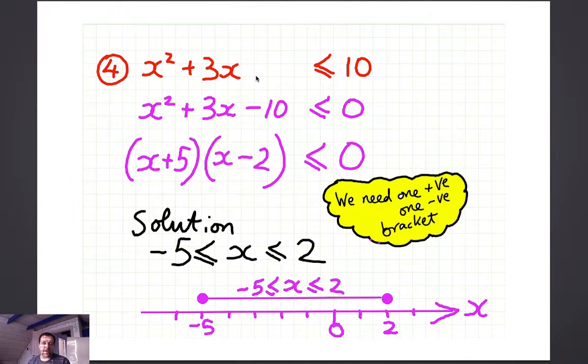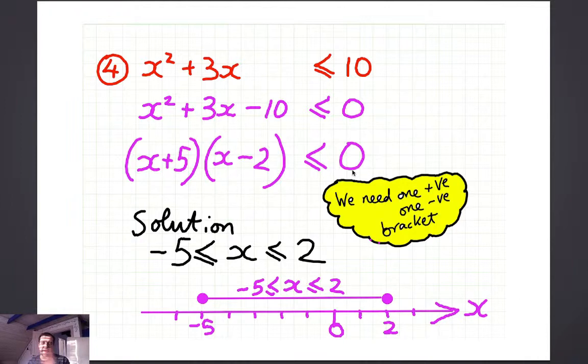Here's the last one. x squared plus 3x is less than or equal to 10. Well, all I've done with this one is take away the 10 from both sides. x squared plus 3x minus 10 is less than or equal to 0. So that I get your standard sort of looking quadratic where you've got something with x squareds and x's and a number equals 0. And as it happens, not by chance, but by design, that factorizes nicely into (x plus 5) times (x minus 2) less than or equal to 0.